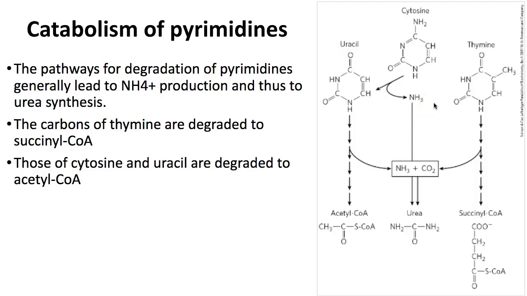But there are other degradations that can happen. So thymine can be degraded down to succinyl coenzyme A, and then cytosine and uracil can also be broken down to end up creating acetyl coenzyme A, and that concludes the final part of the series, nucleotide biosynthesis.